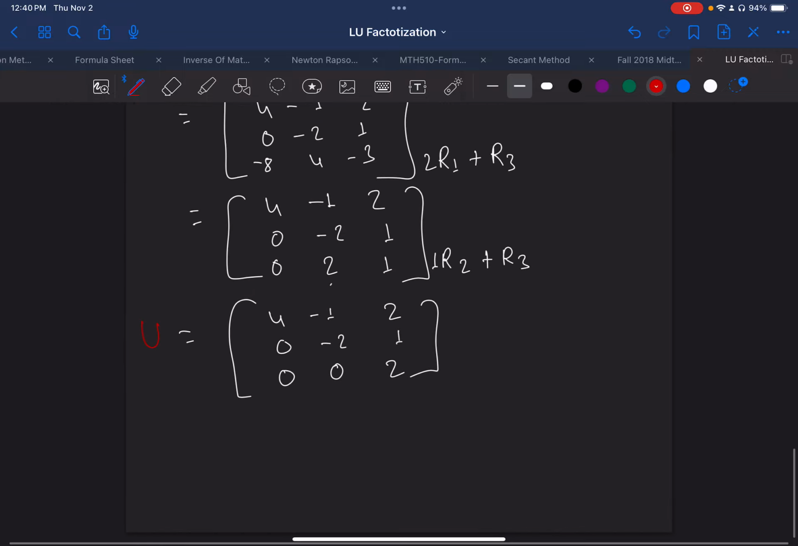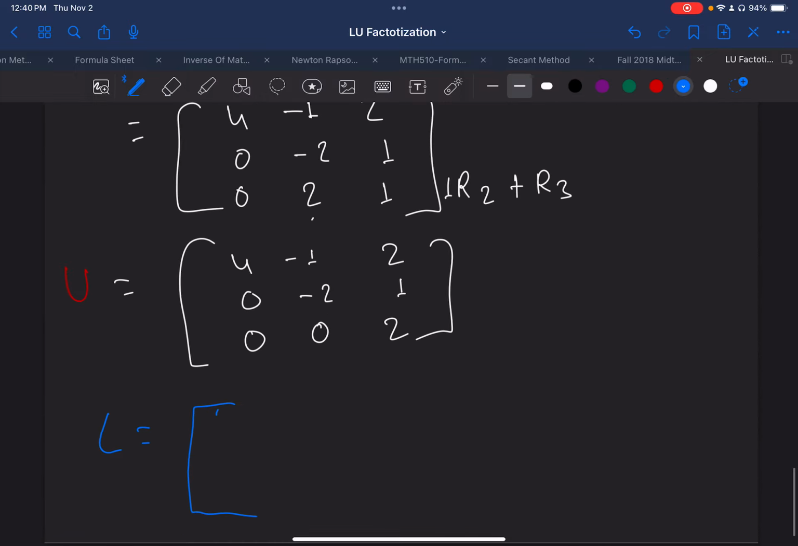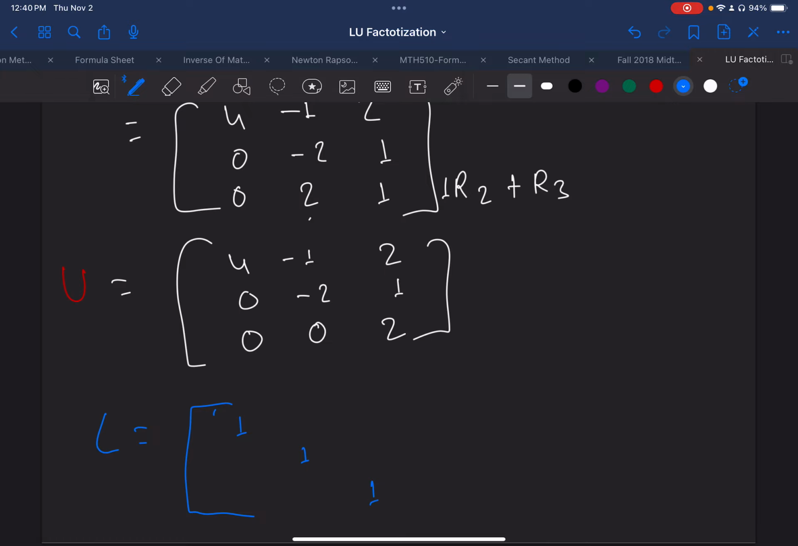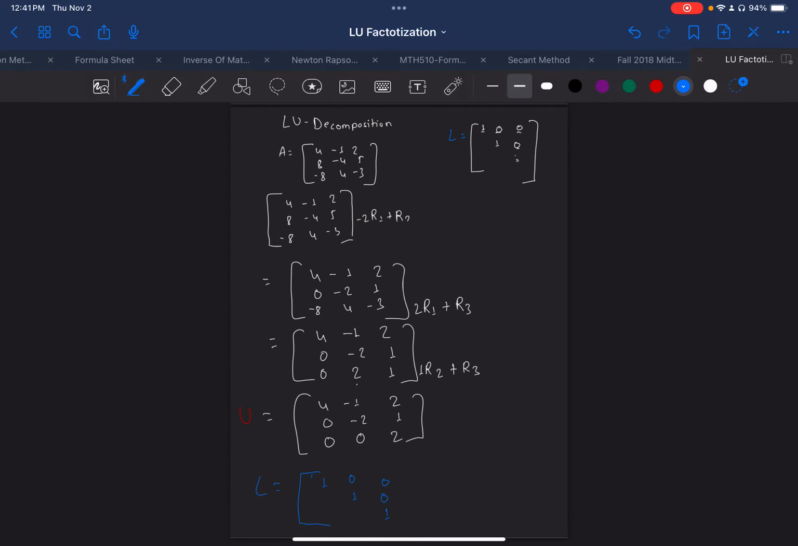Okay. So how do we use the upper triangular matrix to find the lower one? L equals what, right? So let's just do this. We know that for the lower triangular matrix, it's going to have 1, 1, 1 on the diagonal and 0, 0, 0 above it, right? So let's look back. How did we convert this matrix A to U, the upper triangular matrix? To convert this 8, we used -2, right? To convert this -8, we used 2.